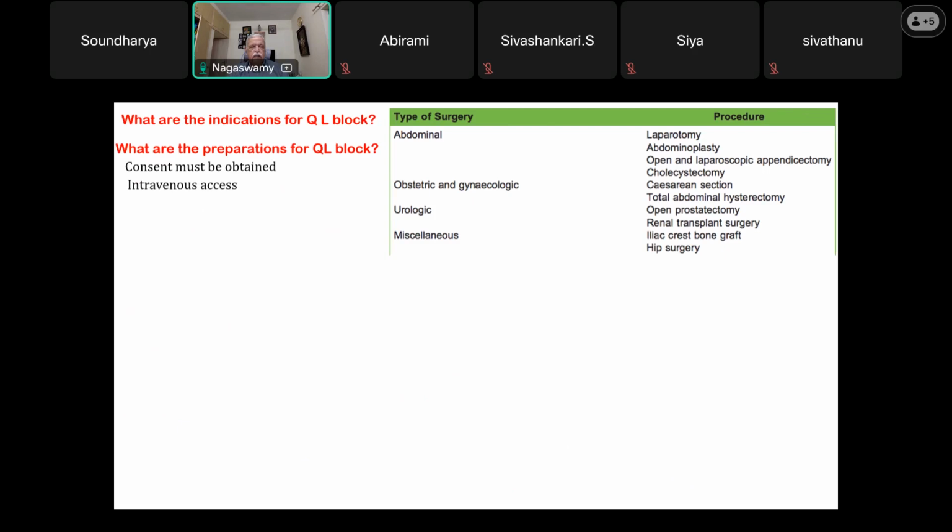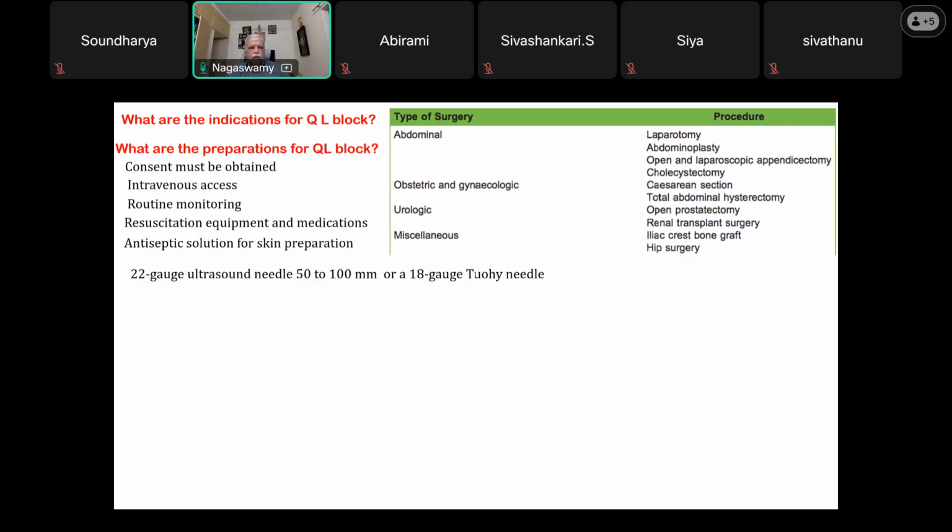And whenever a block is asked in a theory question, you can divide the answer into four parts. One is the preparation, second is palpation, third is puncture, and fourth is the dosage. So here the preparations are: consent must be obtained, IV access should be there, all the monitoring should be done, and you must prepare the skin with antiseptic.